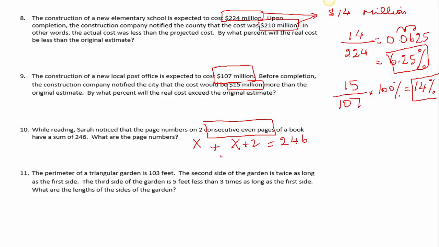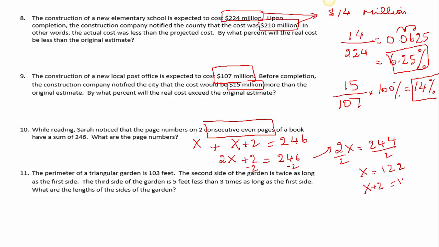So x plus x plus 2 is 2x plus 2, which equals 246. Let's go ahead and solve for x. Subtract 2 from both sides. We get 2x equals 244. Divide both sides by 2 to solve for x, and x becomes 244 divided by 2, which is 122, and the next consecutive page would be 124. Again, if you add these two, you get 246, which is the sum of the two consecutive even numbers.